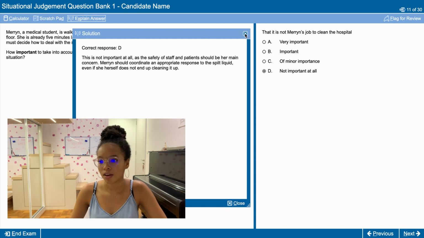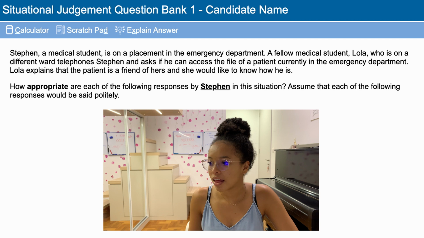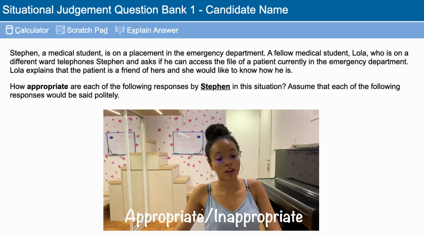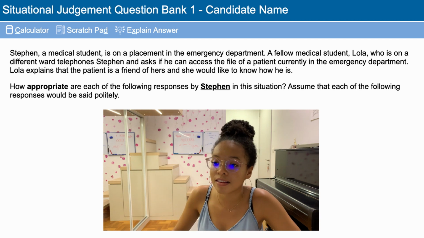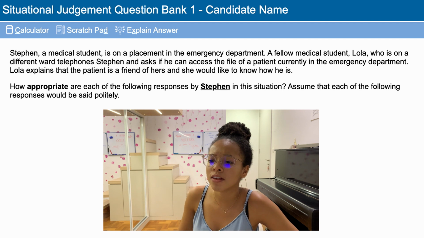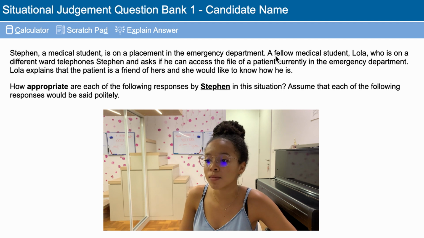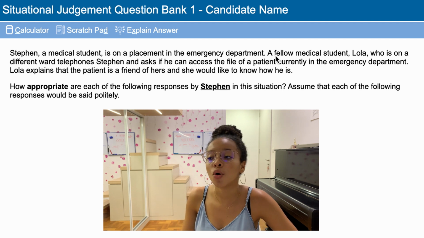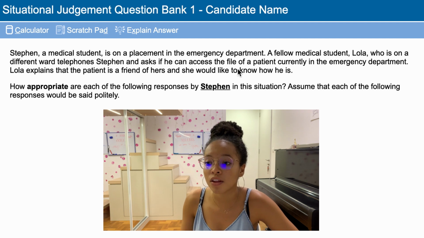So yeah. Then we're moving back to appropriate, inappropriate questions, which says: Stefan, a medical student, is on placement in the emergency department. A fellow medical student, Lola, who is on a different ward, telephones Stefan and asks if he can access the files of a patient currently in the emergency department.